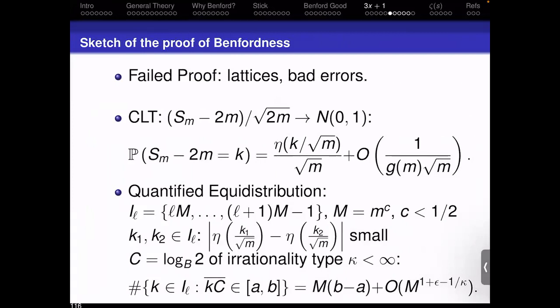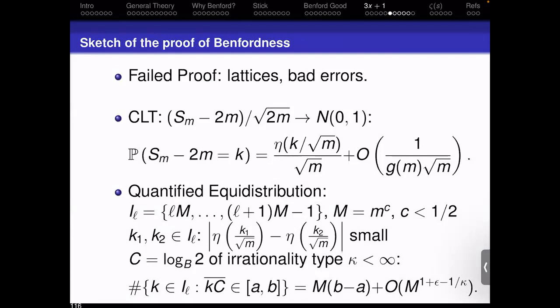So we first tried to just argue directly, but the problem is because things were discrete, there were a lot of issues. If we just missed one number every single time, we could have catastrophic reinforcement. And so we really needed a quantified version of equidistribution of how quickly, if alpha is irrational, does n alpha mod 1 become equidistributed? And the speed of equidistribution depends on the algebraic structure of alpha.